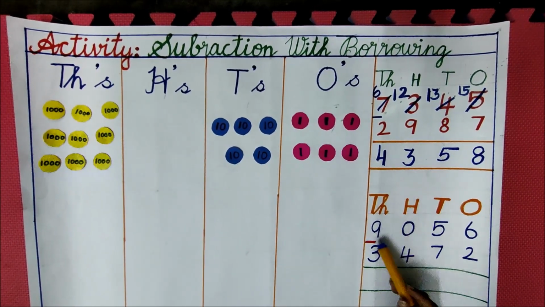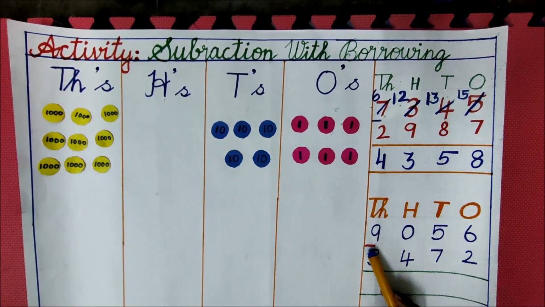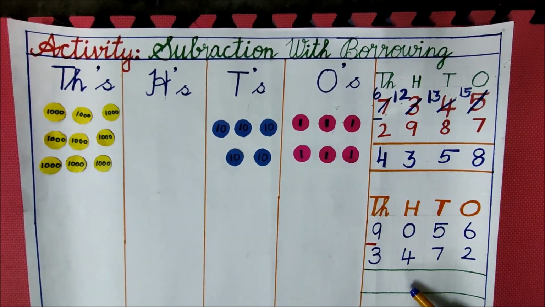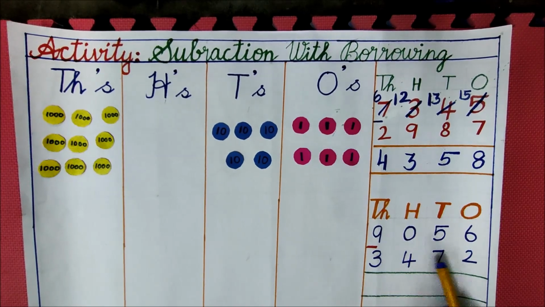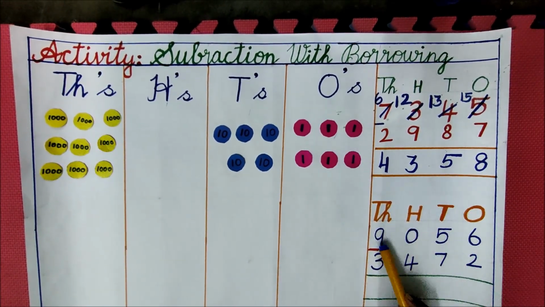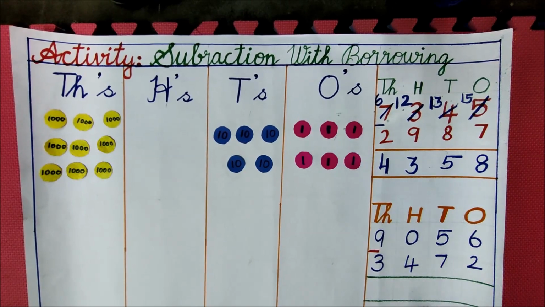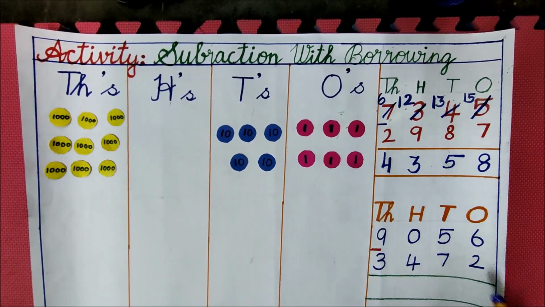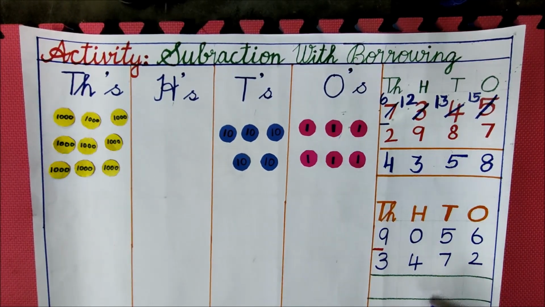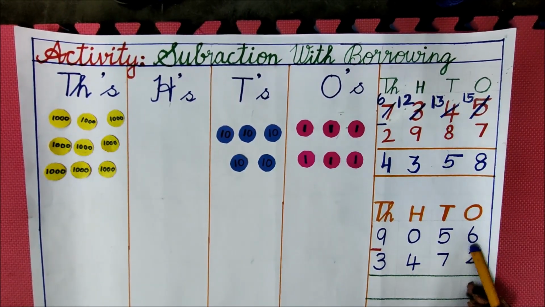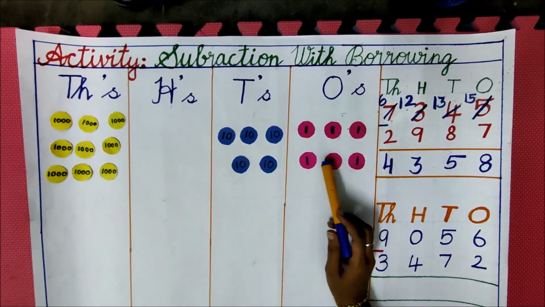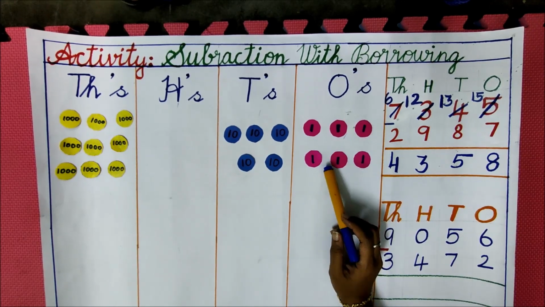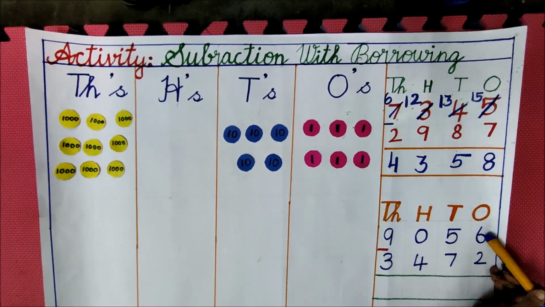See here, 9,056 minus 3,472. So we are going to subtract 3,472 from 9,056. Okay, see here, in ones place I have arranged 6. Okay, we have to start from ones place. Okay, see what number is here? 6. So here in ones place I have arranged 6 circles, right? Yes. So we have to subtract 2 from 6.